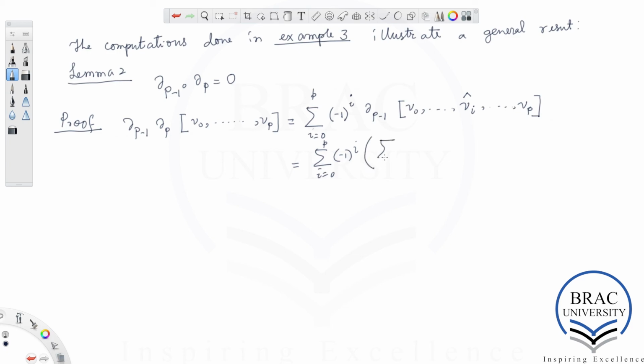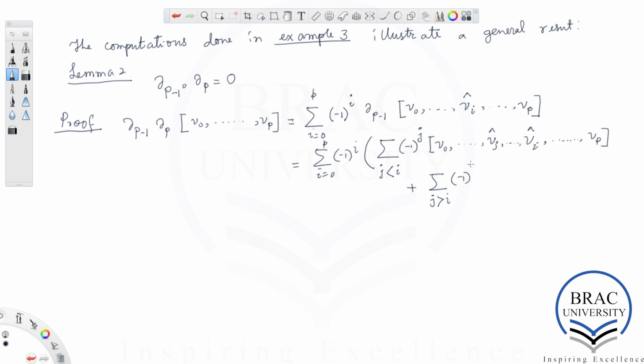Then we have a second summation, sum over j, and I split this sum into two parts: for the j's less than i and for the j's greater than i. One is for the j's less than i, minus 1 raised to j, then v0, since j is happening before i, so before vi hat there will be a vj hat, since j is less than i, all the way up to vp.